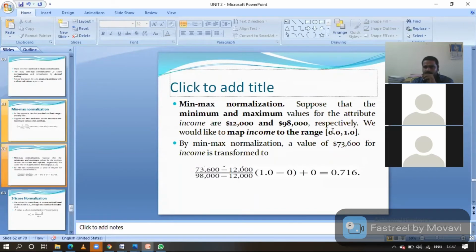What is the new max value here? 1. What is the new min value here? 0.0, guys. For the particular value 73,600, we want to convert it to the new range of 0.0 to 1.0. This value will be here, and for that we have to calculate, guys.